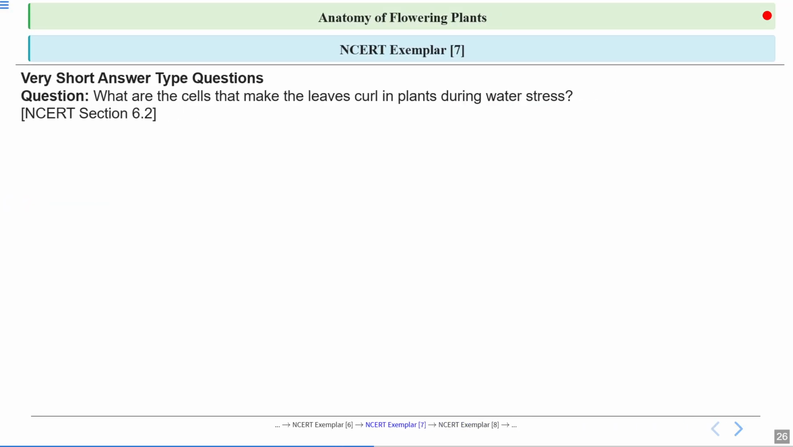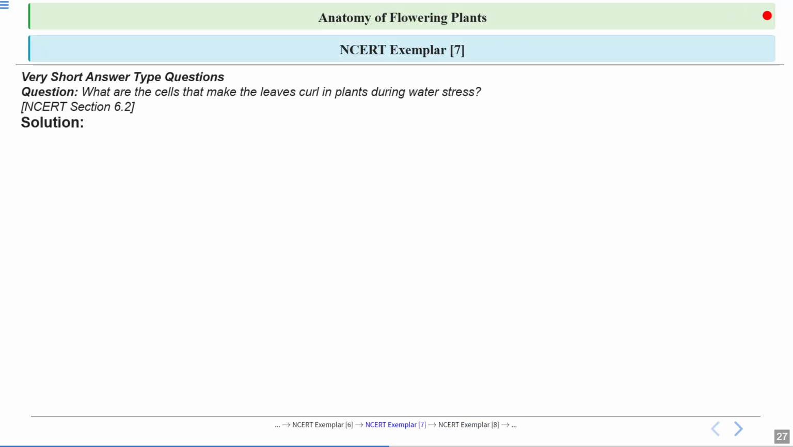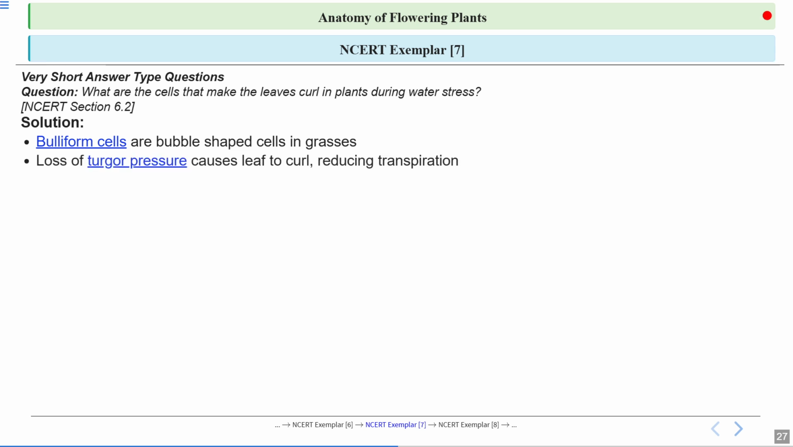Next question. What are the cells that make the leaves curl in the plant during water stress? This question is coming from the NCERT section 6.2. Bulliform cells. Bulliform cells are bubble-shaped cells in the grasses. They are present on the upper surface of the epidermis, right? Loss of turgor pressure causes the leaf to curl, reducing transpiration.